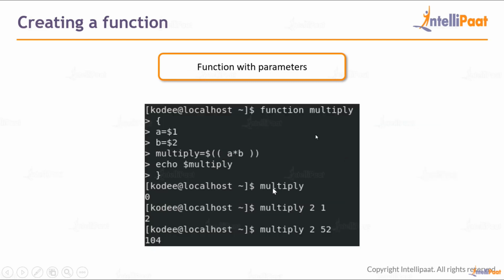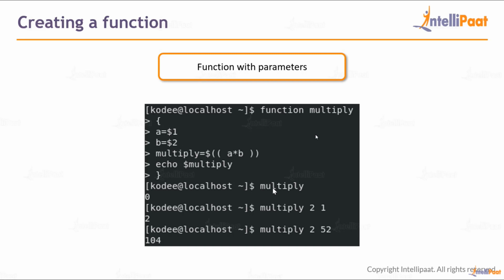Now the next is function with parameters. The function is not just that you can create echo and print something. You can use any command inside it to create a function. So look at this particular example, function multiply. You're creating a function for multiplying. Now a is equal to $1, b is equal to $2. Here $1 means the first parameter, $2 is the second parameter. Now multiply is equal to $((a*b)), then echo $multiply, close parenthesis.